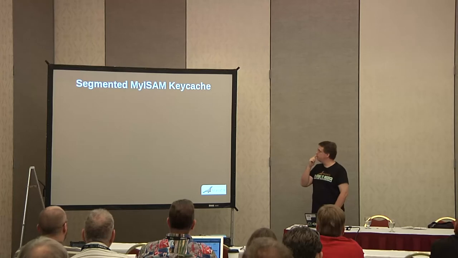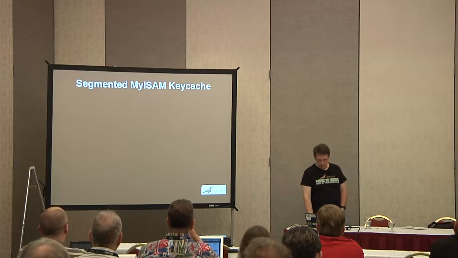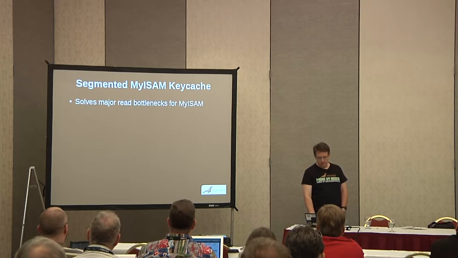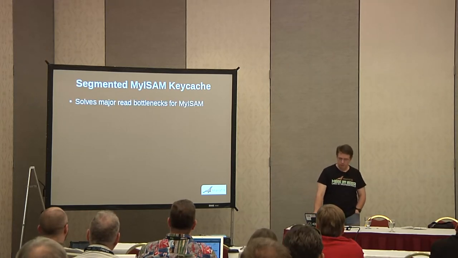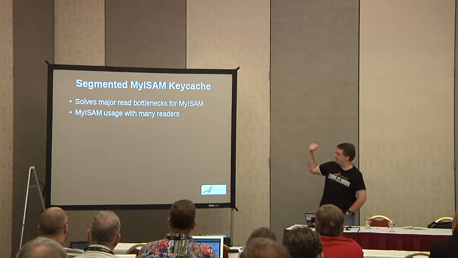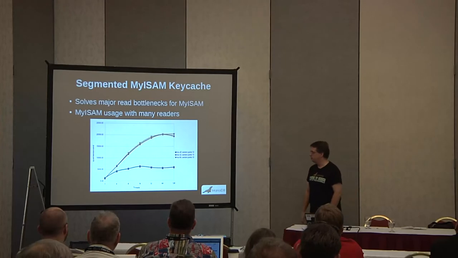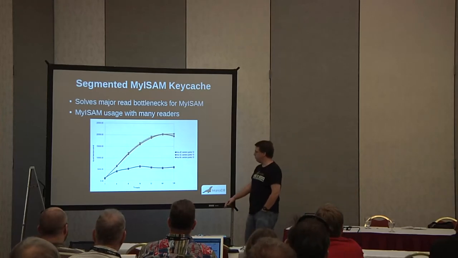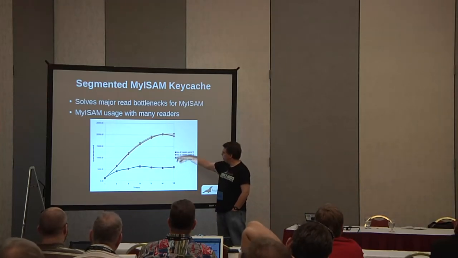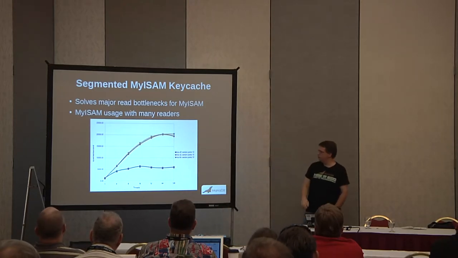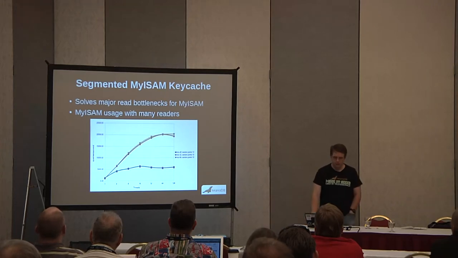This particular statistic, the segmented MyISAM key cache, is one of my favorite statistics just because it is such an awesome looking graph. Basically, this segmented key cache solves a major read bottleneck for MyISAM. It's been in MariaDB since like 5.2, so it's an old feature improvement. But it illustrates some of the performance things that we're doing. So you have no key cache, and then you have with the key cache. Major improvement in speed, which I think is always fun.